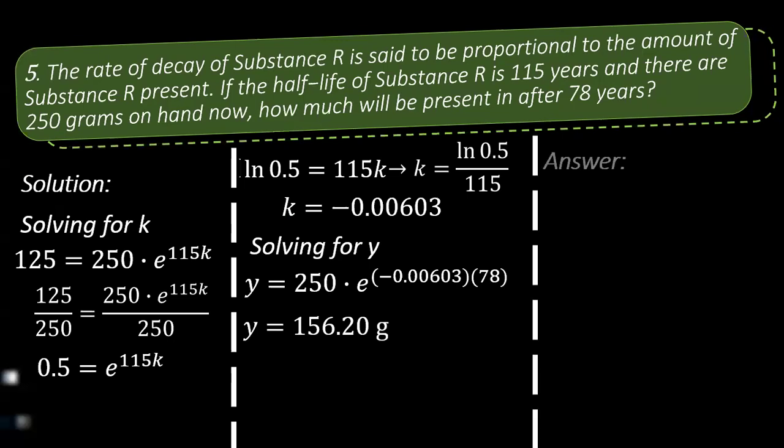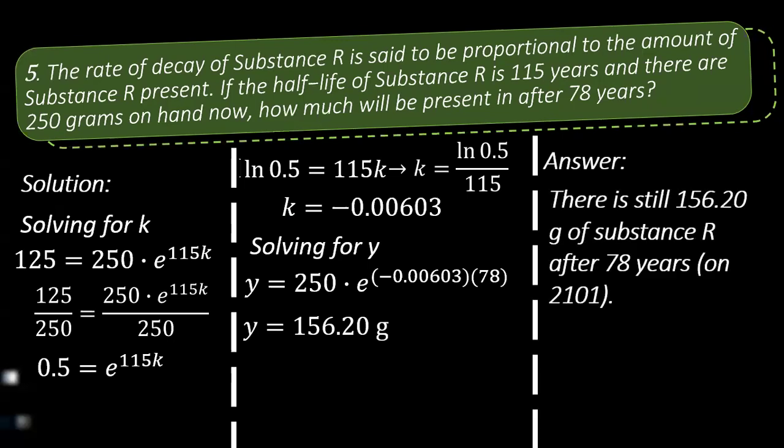And you will get 156.20 grams. Meaning, there's still 156.20 grams of substance R after 78 years. Okay? So try to imagine that. It still doesn't disintegrate. There's still an amount of 156.2 grams after 78 years.